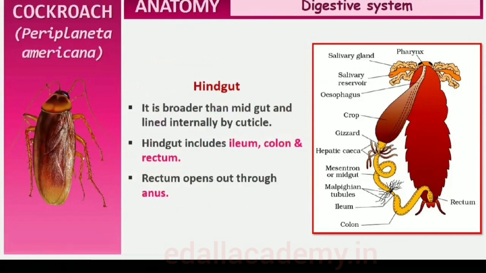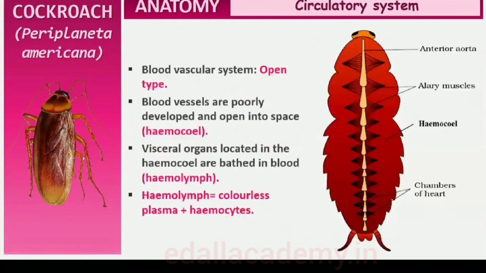The rectum opens out through the anus. The blood vascular system of cockroach is of an open type. Blood vessels are poorly developed and open into spaces called hemocoel. Visceral organs located in the hemocoel are bathed in blood, the hemolymph. The hemolymph is composed of colorless plasma and hemocytes.